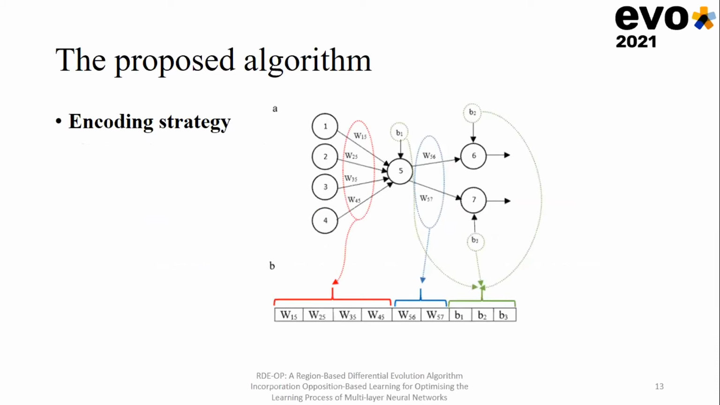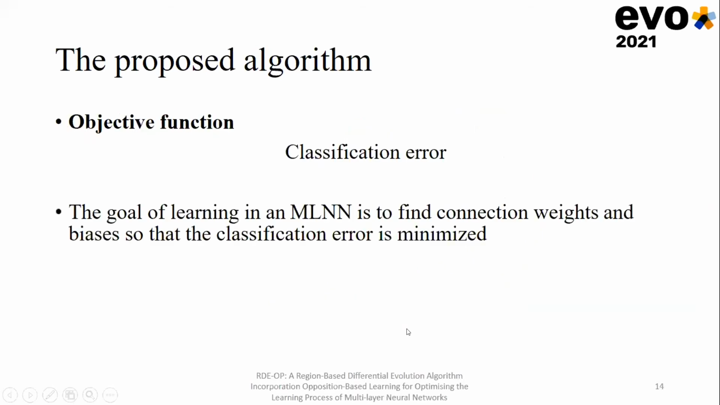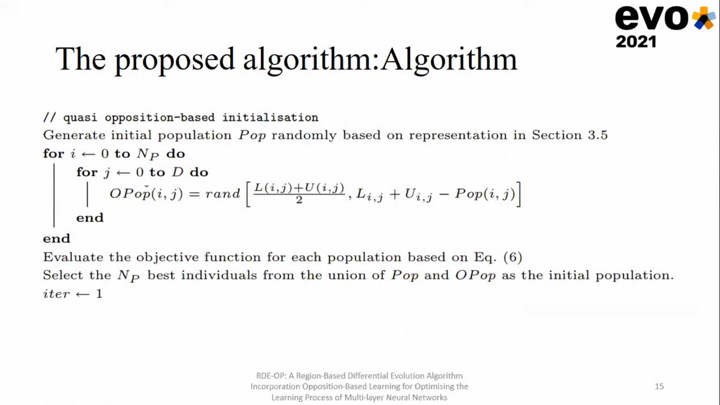And for the encoding strategy, you can see the encoding strategy here. Actually, we have used a one-dimensional array to store the weights and biases in a vector. And the objective function was classification error, because in this paper we only use classification problems. And the goal of learning in an MLNN is to find connection weights and biases so that the classification error is minimized. And you can see the pseudocode of the proposed algorithm here.